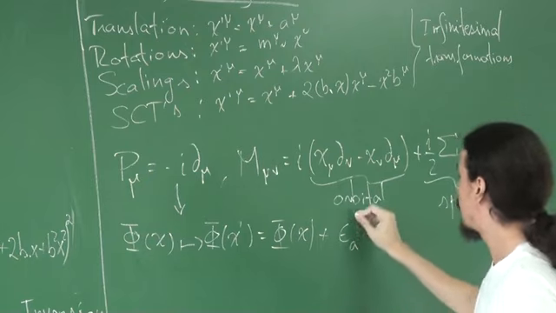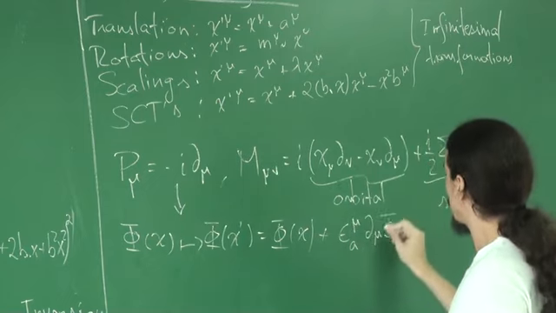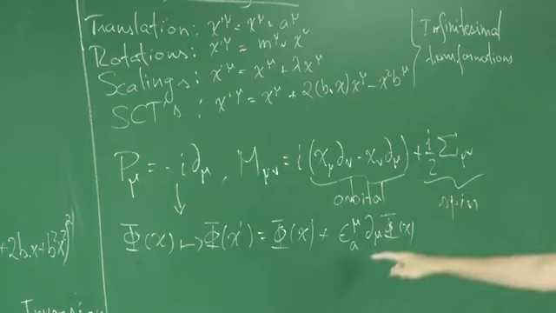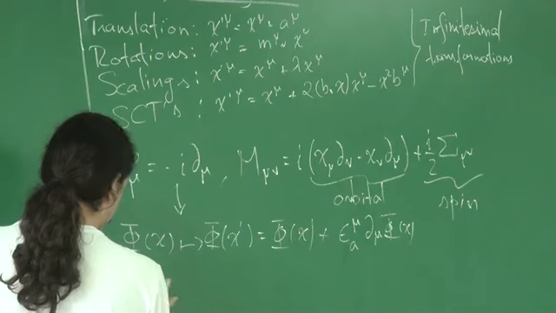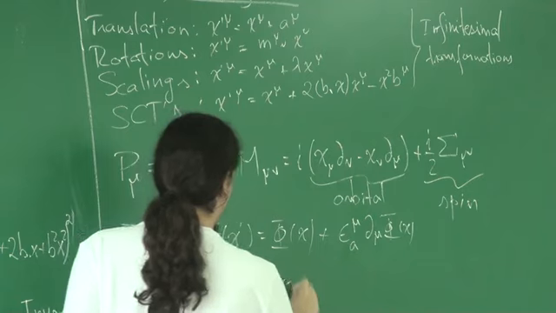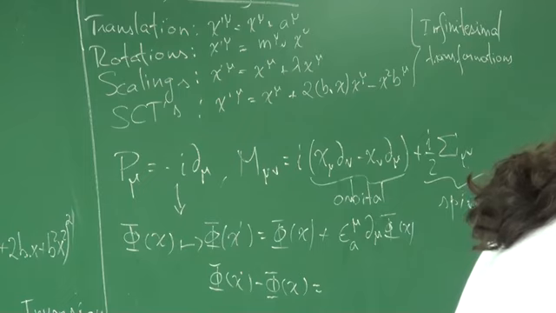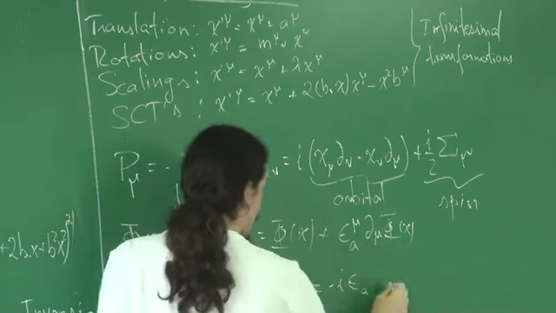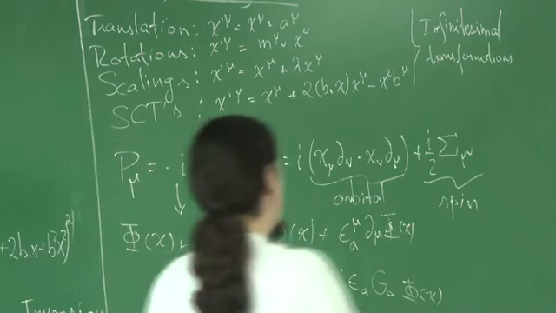Let me just put it down here. Then we recall that in the expansion we stop at first order in this parameter. Then we just recall the definition of the generator. We see that this difference we define to be minus i, the parameter, whatever it is, times the generator acting on the field. This is the definition.